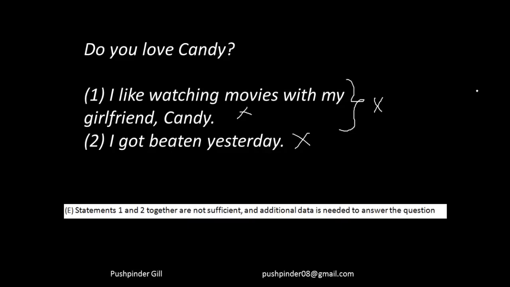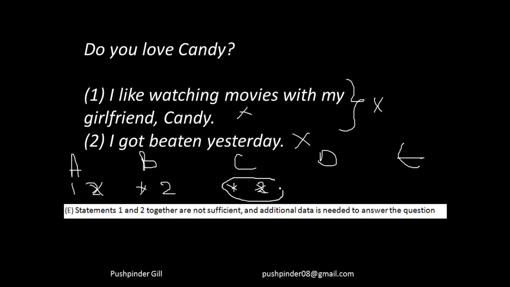Okay, so we have done A, B, C, D and E. A means the first gives you the answer and the second does not. B means the first does not give you the answer but the second does. C means the first individually doesn't, the second individually doesn't, but if you combine both it gives you the answer. D means the first statement gives you the answer and the second statement also gives you the answer. On the other side, E means the first does not give, the second does not give, and both together do not give you the answer. So this is the meaning of the data sufficiency answer options.